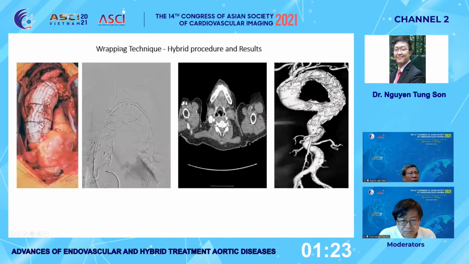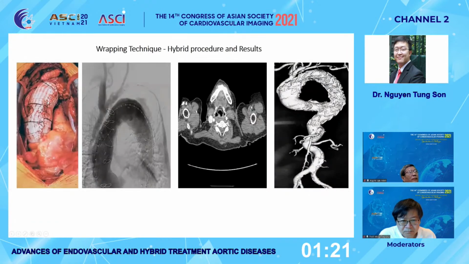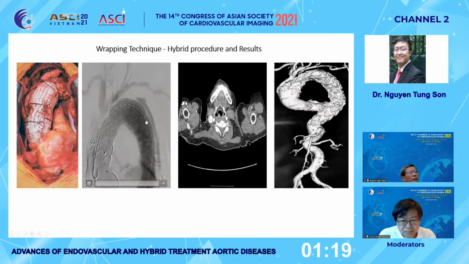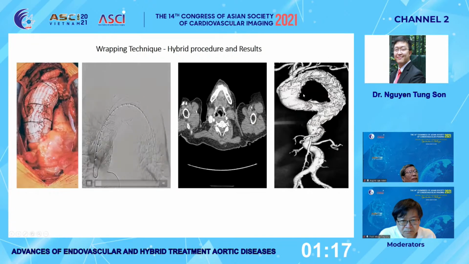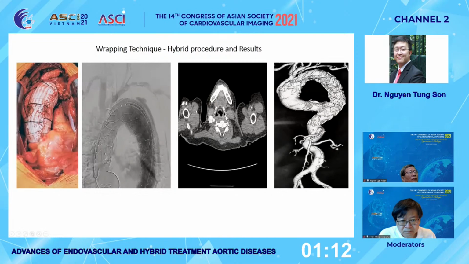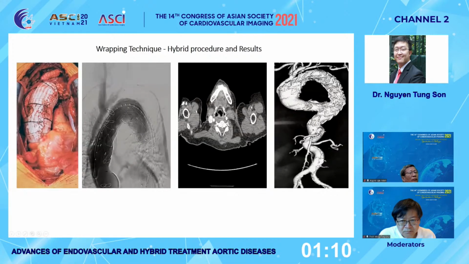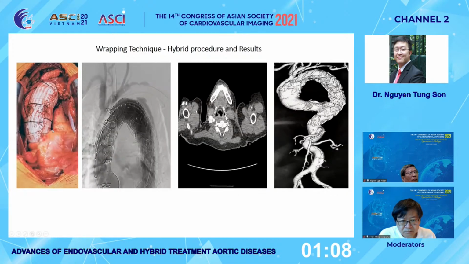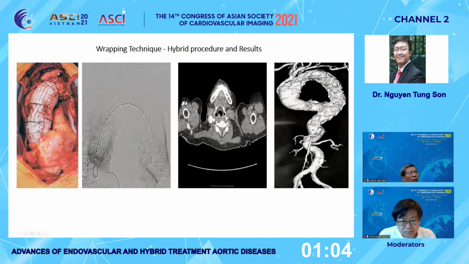This is a wrapping technique. You can see this is for some patients who are too old. You can do total replacement of the ascending aorta and total debranching. And after that, I use the wrapping to reduce the diameter of the ascending aorta and total debranching. And after that, I put a stent like this.